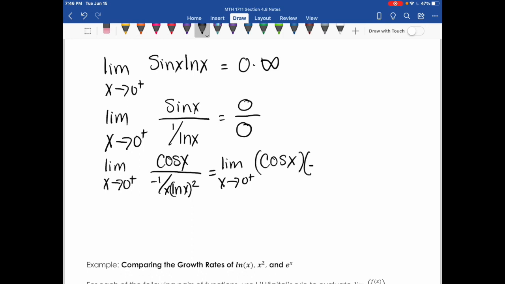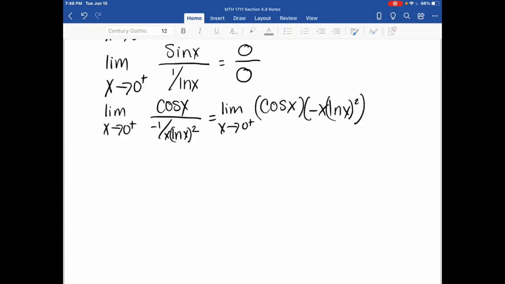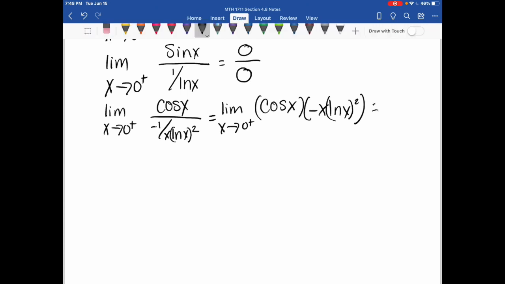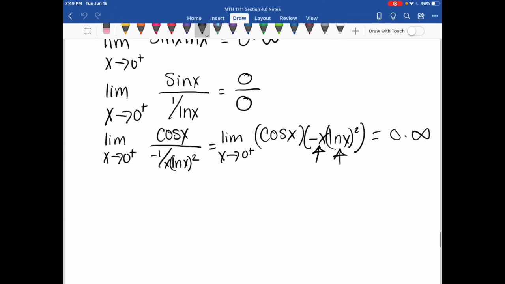If I do a flip and multiply, I'm going to get cosine times negative x natural log of x squared. And unfortunately, that doesn't look like it helps us again. This looks like it's going to leave us with another indeterminate form that we cannot use L'Hopital's for. We're going to end up getting 0 times infinity, because this will give us negative infinity, and then when I plug in 0 here, that's going to give me 0. So we have another indeterminate form, and we've got to figure something else out.